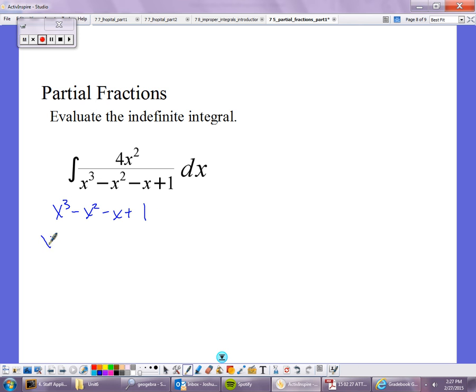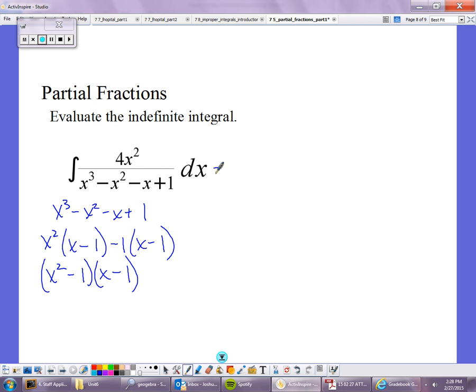If we use factoring by grouping, I can say this is x squared times x minus 1, minus 1 times x minus 1, which is the same as x squared minus 1 times x minus 1. If you don't remember that one, you might want to check out an Algebra 2 textbook. It's a useful one. So I can factor this denominator into x squared minus 1 times x minus 1.